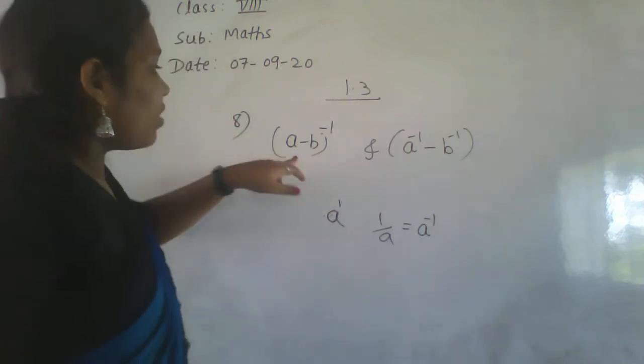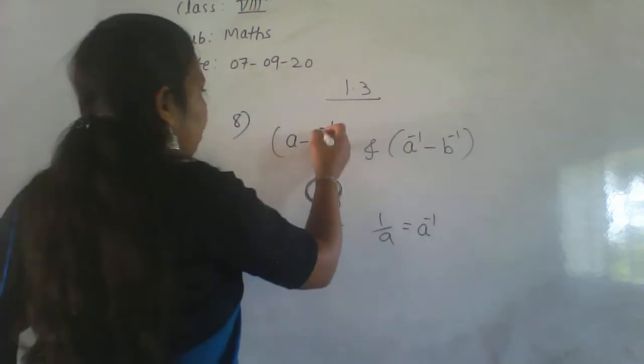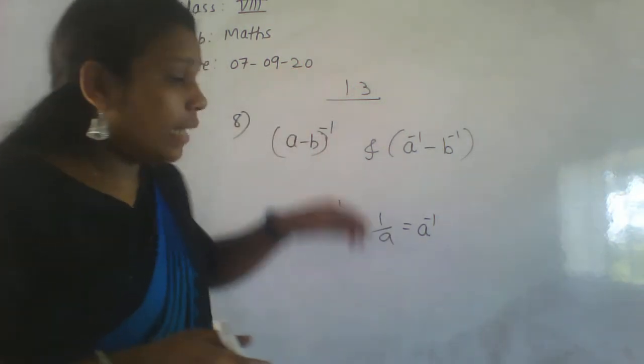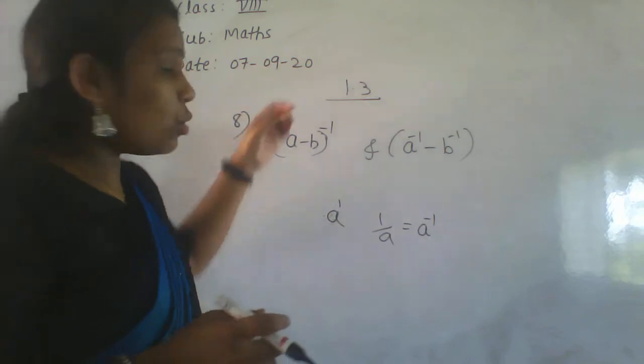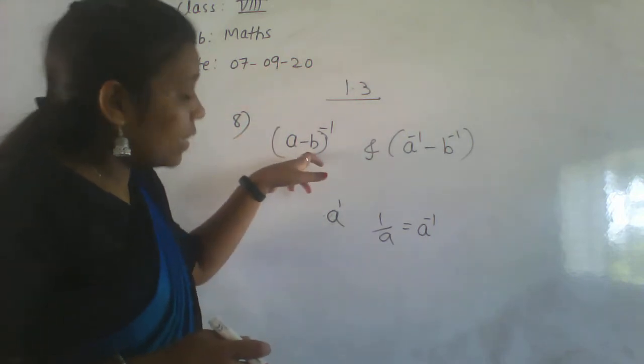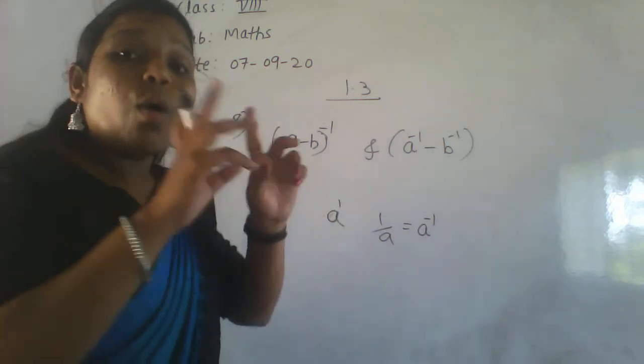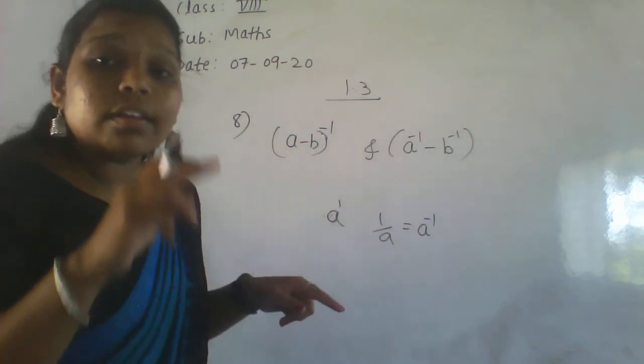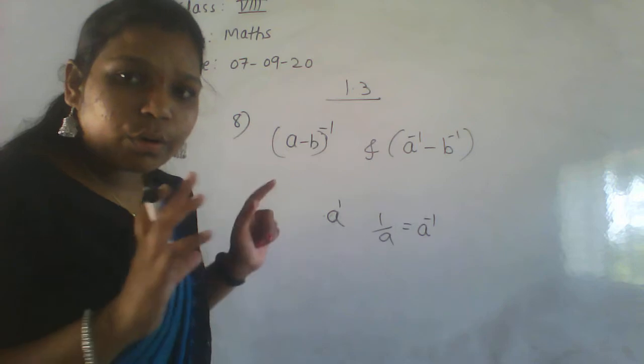So here a minus b. This bracket is having the inverse. For the whole bracket, it is having an inverse. So how to read this one? A minus b whole inverse. Okay? A minus b whole inverse. Like that we have to read here.